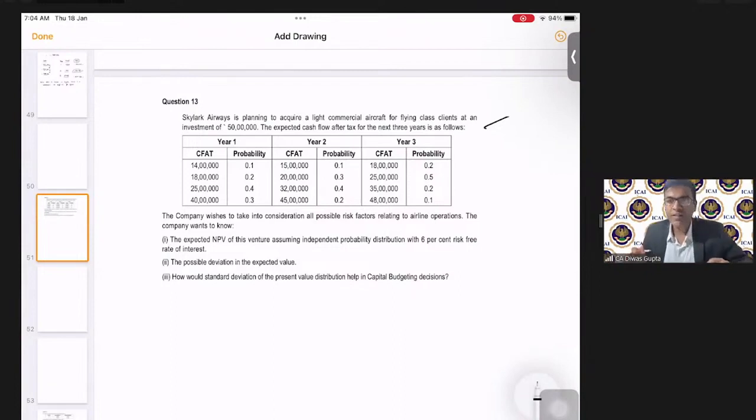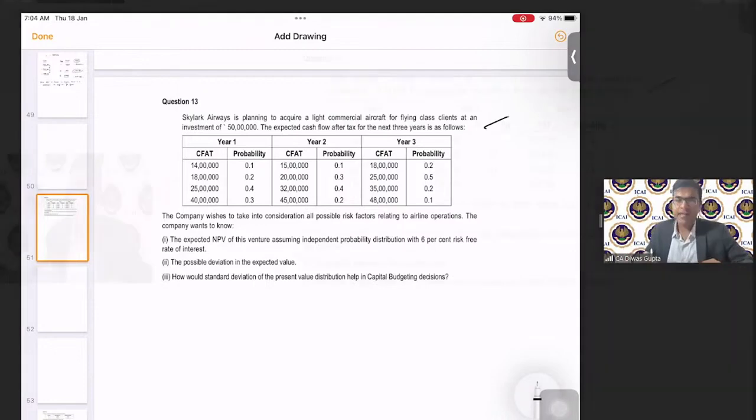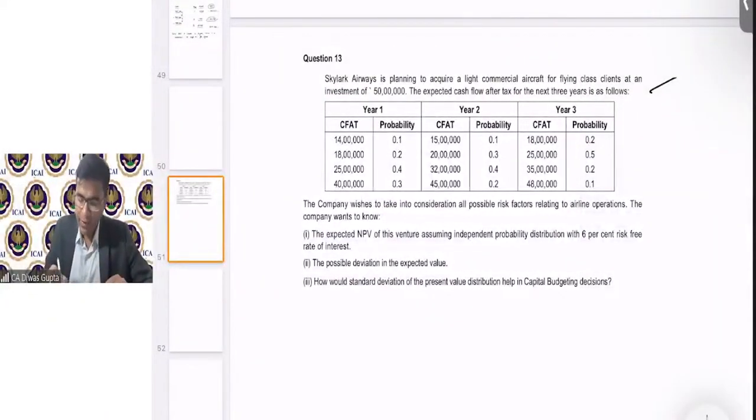So yes, we started from question number 13. We have read till year-wise cash flows. Now, what is the requirement here? The company wishes to take into consideration all possible risk factors relating to airline operations. Hence, the company wants to know the expected NPV of this venture assuming independent probability distribution with 6% risk-free rate of interest. So students, what do you mean by independent probability distribution?